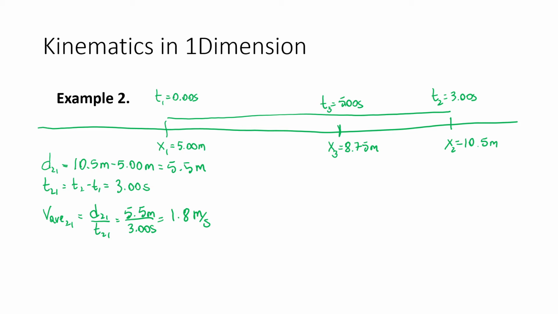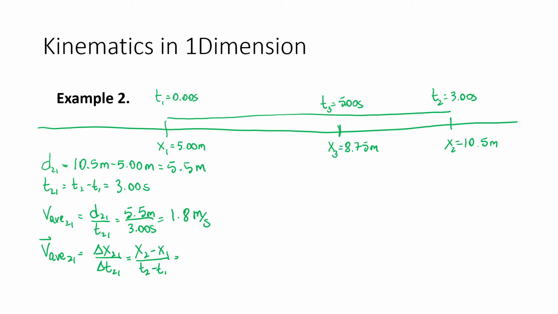Okay, good. Now, what about the average velocity? Well, for the average velocity, we need the initial and final position. So v average from 2 to 1 is going to be delta x from 2 to 1 divided by delta t from 2 to 1. And this will be x2 minus x1 divided by t2 minus t1. And here you can see that time, even though it's labeled differently, is still going to be the same thing.